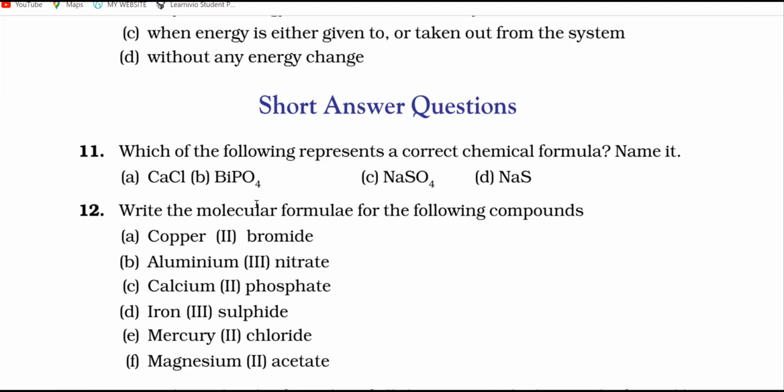Everyone in the class, write down the molecular formula of the compound and also calculate their molecular mass for question number 12. In this question, write down the molecular formula and calculate the molecular mass of the following compounds. Do this one, question number 12, everybody.